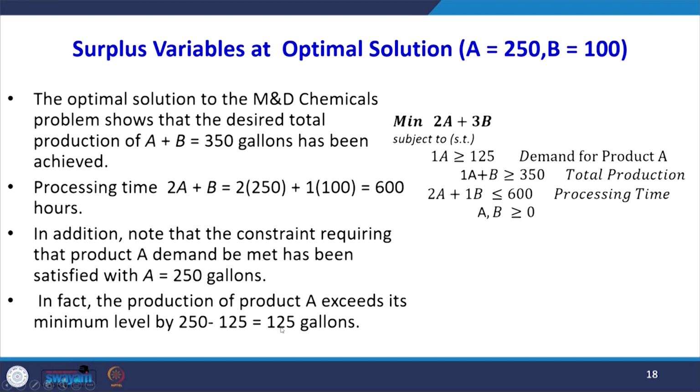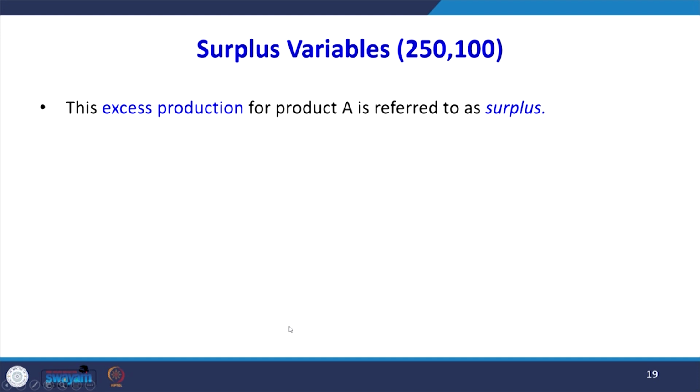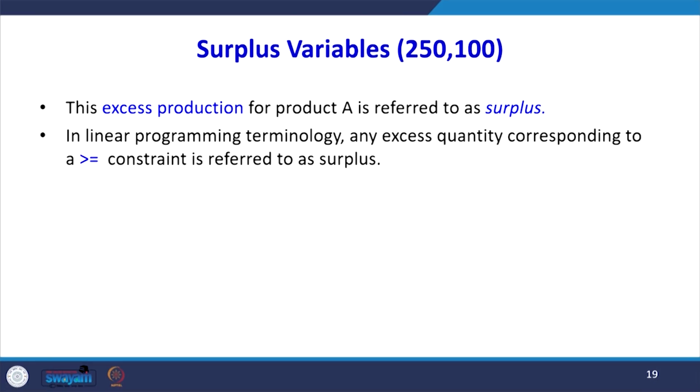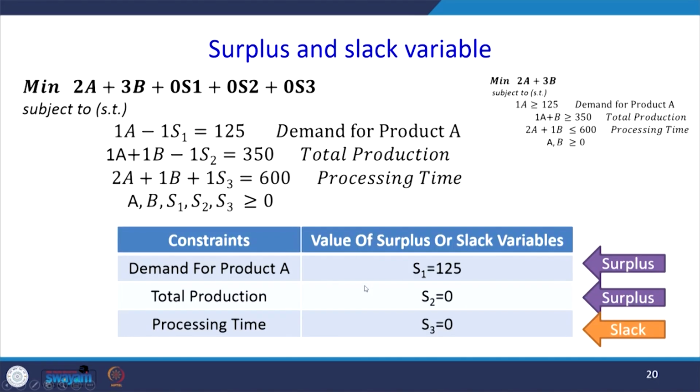This value is called our surplus variable. We need only 125, but we are producing 250. So the extra unit is called the surplus value, or the variable which we are going to add is called surplus variable. This excess production of product A is referred to as surplus. In linear programming terminology, any excess quantity corresponding to a greater than or equal to constraint is referred to as surplus.